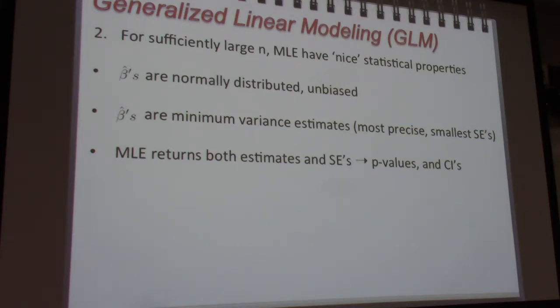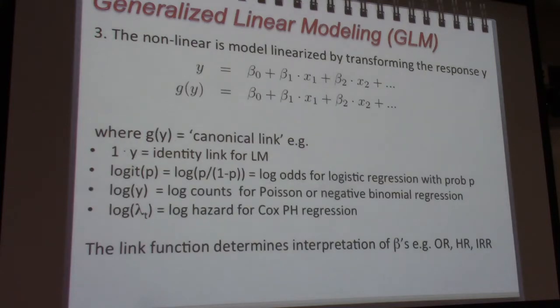Just knowing that the maximum likelihood procedure returns estimates that are normally distributed allows me to calculate p-values and confidence intervals, basically using the properties of the standard normal distribution. The nice thing about the procedure, even though it's an iterative trial and error procedure, is that it returns estimates of both the beta hats and the standard errors, so it makes it very easy to do those calculations.